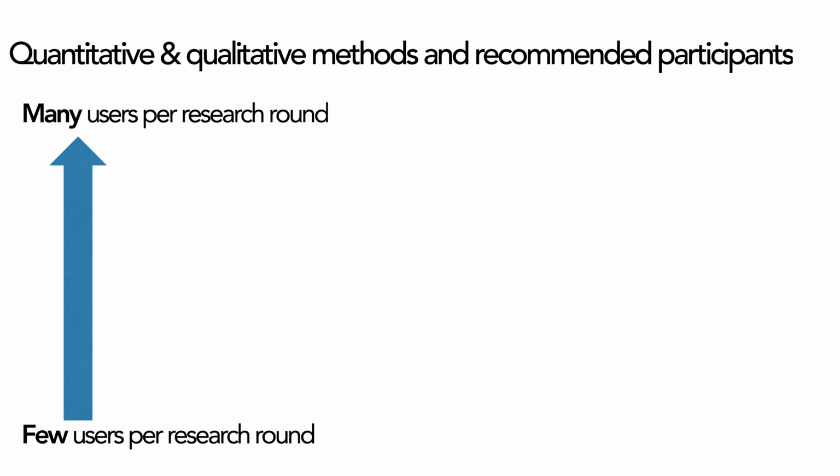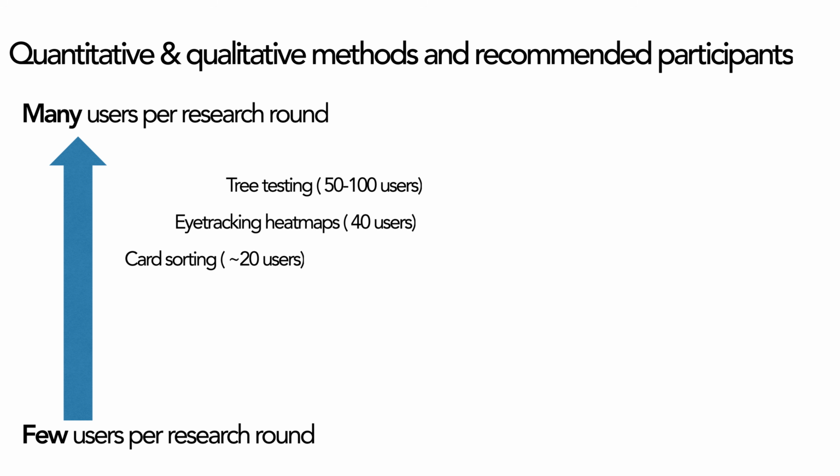Some quantitative methods to use when you have these goals are card sorting, which calls for about 20 users, tree testing, which calls for between 50 and 100 people, eye tracking heat maps, which need 40 users, quantitative usability tests during which we watch people do tasks and take measurements like time on tasks and success rate.